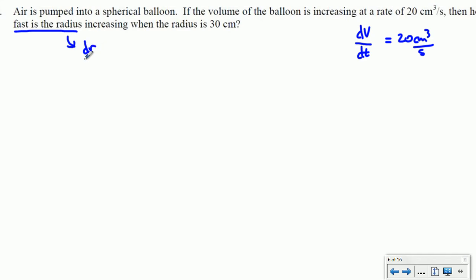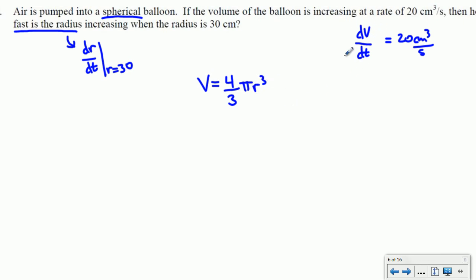So that would be dr dt when the radius is 30. So we have dV dt, we need dr dt when r is 30. What else do we know? So it's a spherical balloon. We know the volume of a sphere, that's on our formula sheet. It's 4/3 pi r cubed.